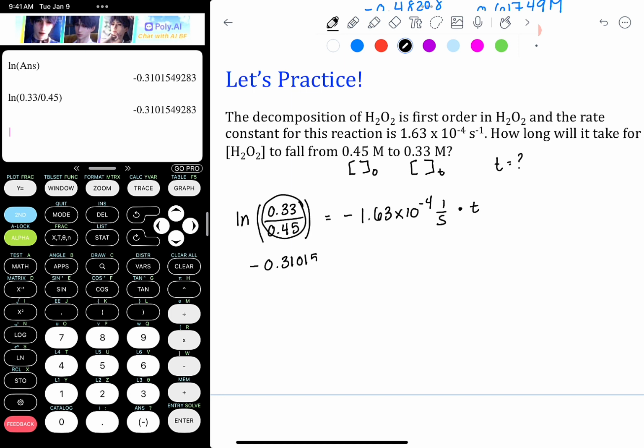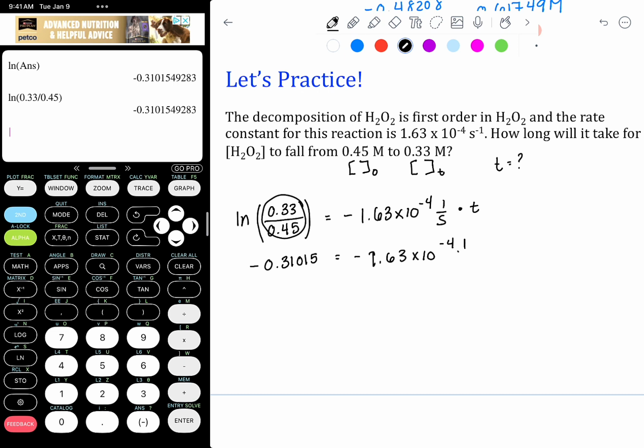Feel free to grab your calculator and work with these problems along with me so you can double check that you're typing it into your calculator correctly, okay? Because that's always the biggest mistake I see students making, is not properly accounting for that ratio and the natural log. And that's then equal to negative 1.63 times 10 to the minus 4, 1 over seconds, times T.